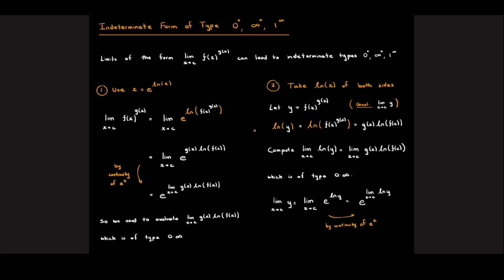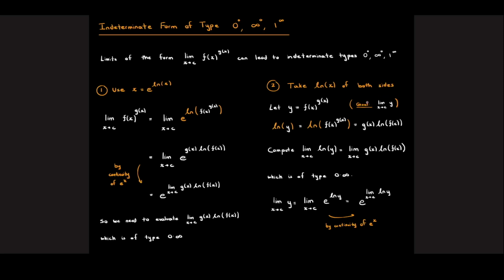Now, the second way to write your solution is to define y to be f of x raised to g of x. Okay, so call this power y, right? y is a function of x. And so the goal is to compute the limit as x approaches c of this function, right? In other words, the limit as x approaches c of just y. That's what we have to figure out.